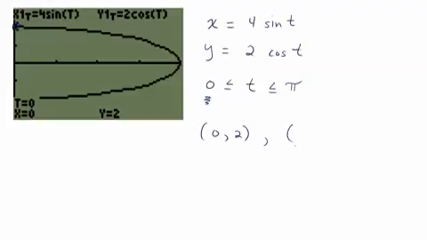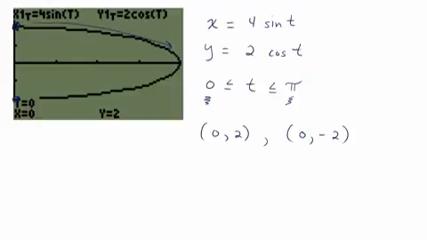To find the terminal point, we'll now let t equal pi. So 4 sine pi is 0. y equals 2 cosine pi, which would be -2. So that point is here. So the graph is being traced in this direction.